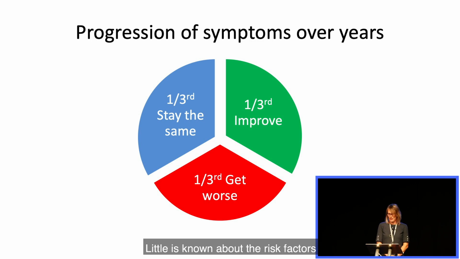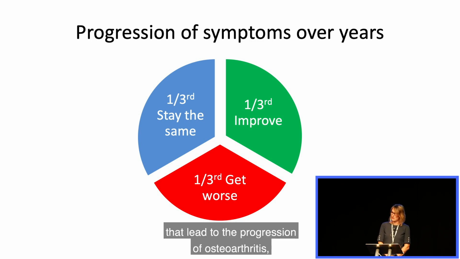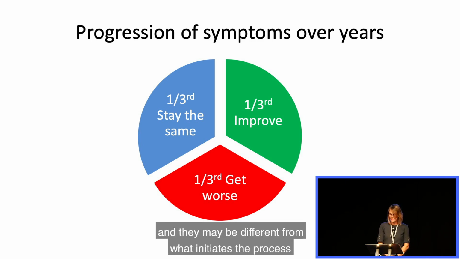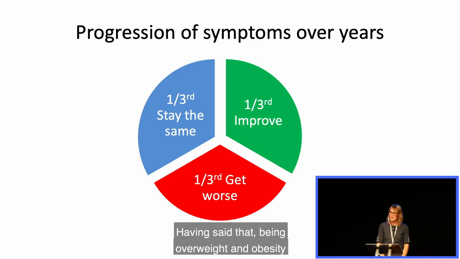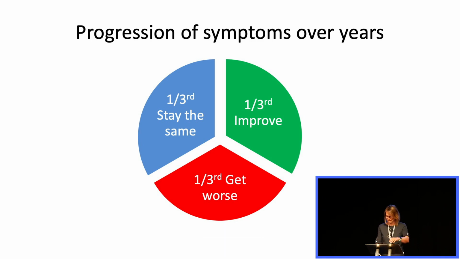Little is known about the risk factors that lead to the progression of osteoarthritis, and they may be different from what initiates the process in the first place. Having said that, being overweight and obesity is thought to make an important contribution at all stages.